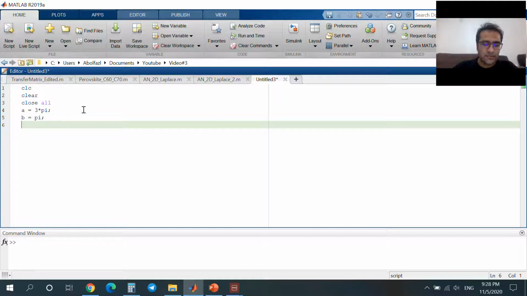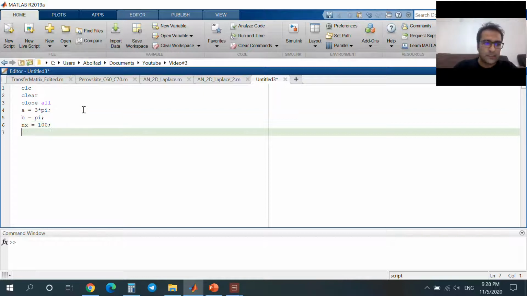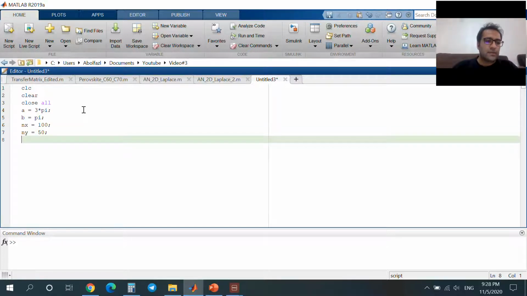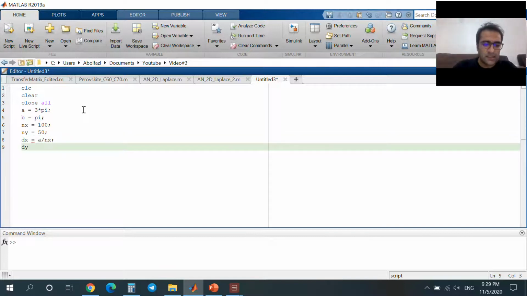And then let's define the number of points in the x-axis. We define it with nx. Let it be 100. Then the number of points in the y-axis, and let it be just 50, right? And so let's define delta x with dx. It should be a divided by the number of points in the x-axis, and dy, the step in the y-axis, which is just b divided by the number of points in the y-axis, right?